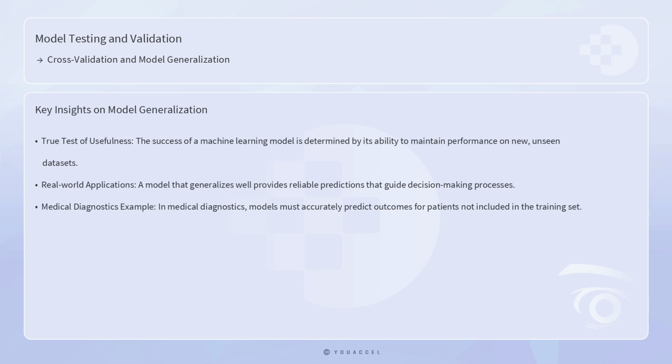The success of a machine learning model is not solely determined by its accuracy on the training data, but by its ability to maintain performance on new, unseen datasets. This is where the true test of a model's usefulness lies. A model that generalizes well can be trusted in real-world applications, providing reliable predictions that guide decision-making processes. An excellent example of this is in medical diagnostics, where models must accurately predict outcomes for patients not included in the training set. Cross-validation, in conjunction with other validation techniques, provides a framework for ensuring these models are robust and reliable.